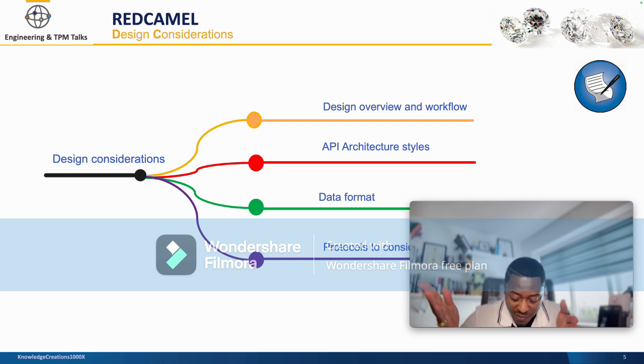Then in the data formats, moving down further into the funnel, you want to look at what is the format for exchanging data between the different entities. For example, do we use JSON or do we use XML? Do we use binary or any other data type, right?